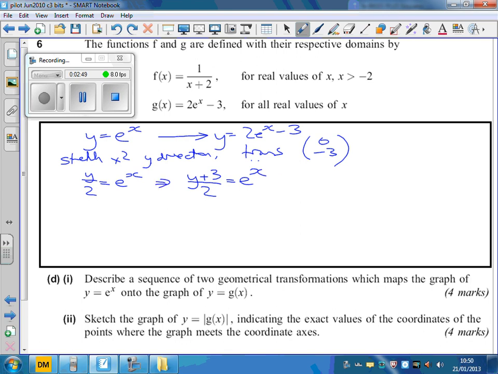And now let's rearrange it. So times by 2 and take away 3. We did do it in the right order. We do have to be careful because both of these are in the y direction, so we did have to think about the order there.